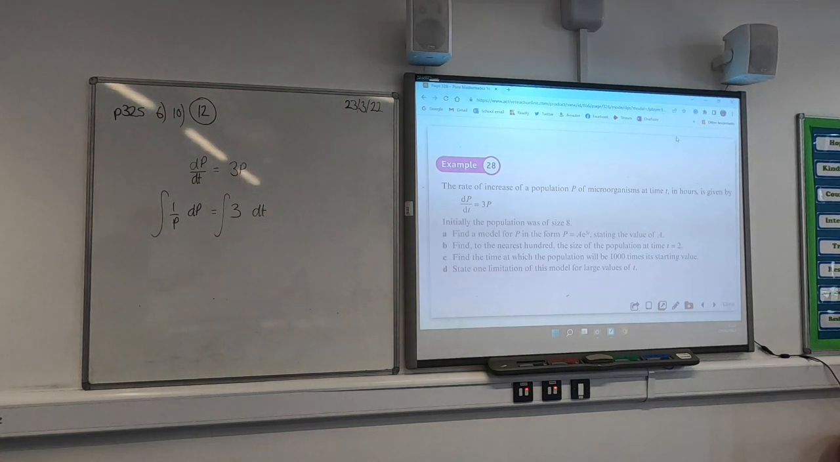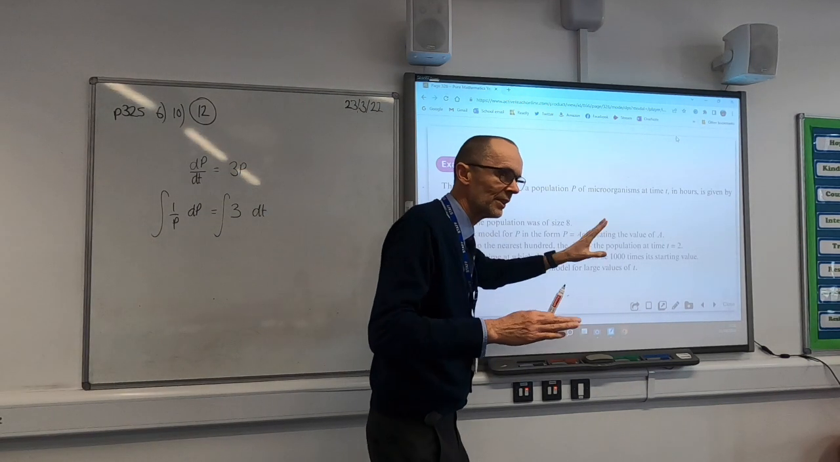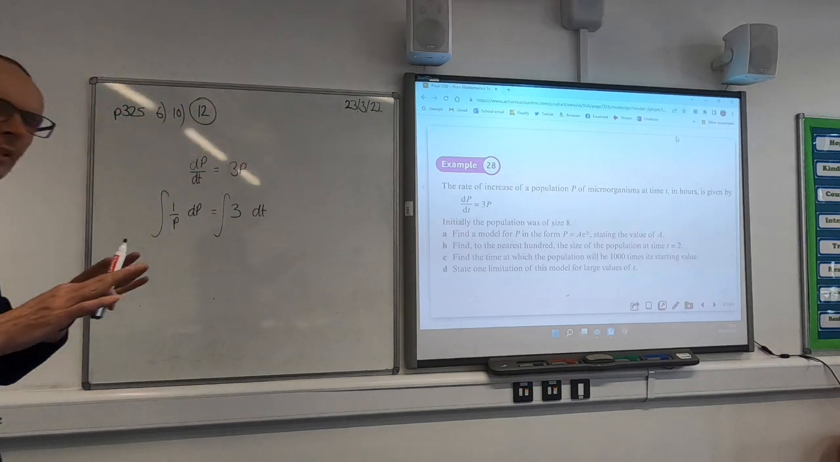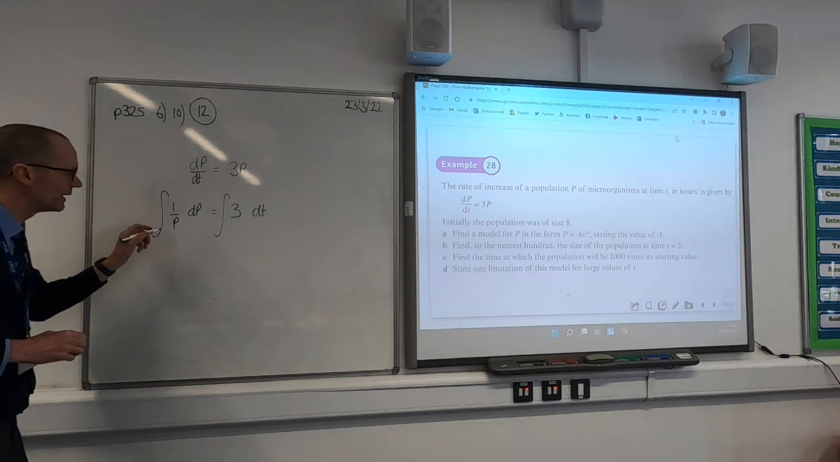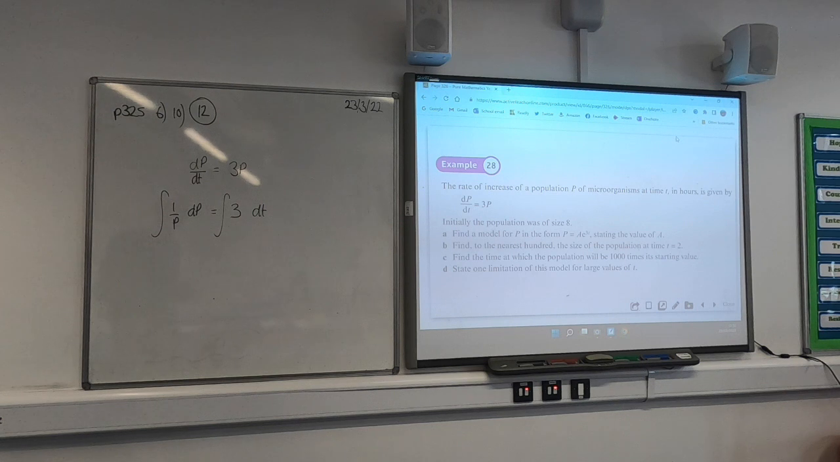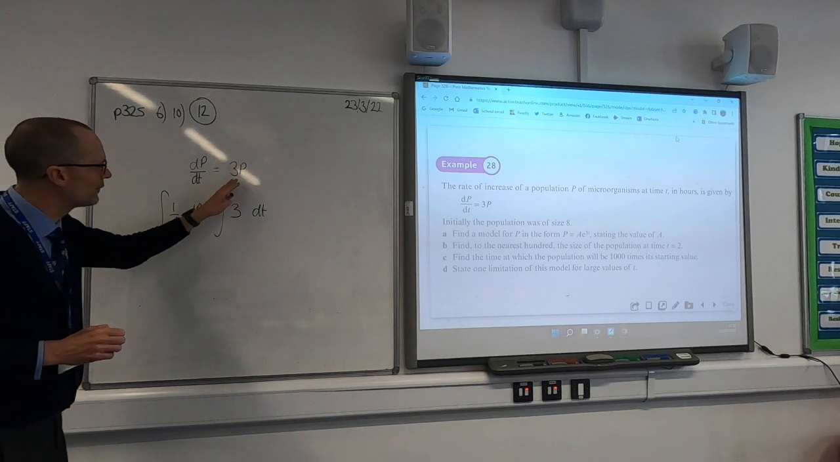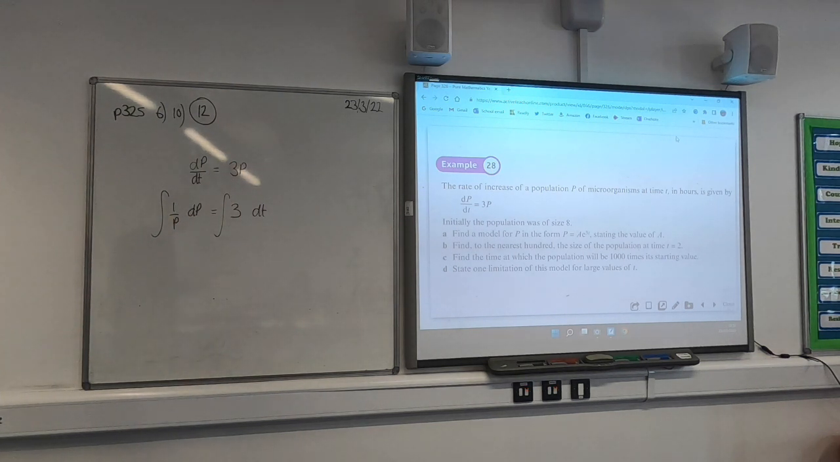And obviously, that dividing by p thing is problematic if p could be 0. So we're looking for some reassurance. Initially the population was 8. So you'll find in exam questions there'll always be some sort of reassurance in there. Now I could have taken the 3p across and had 1 over 3p. Generally though, it's easier to leave that coefficient there. We'll get the same answer, whatever.